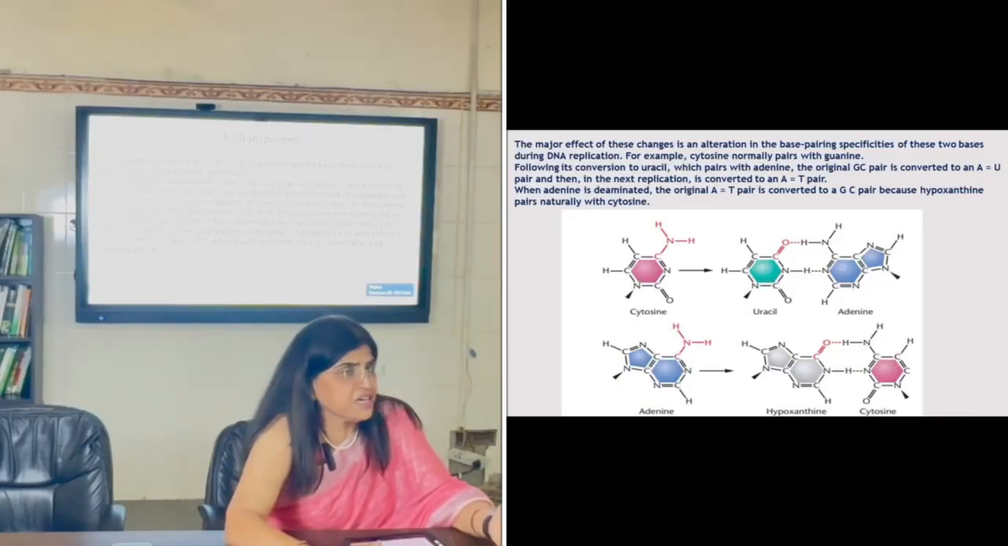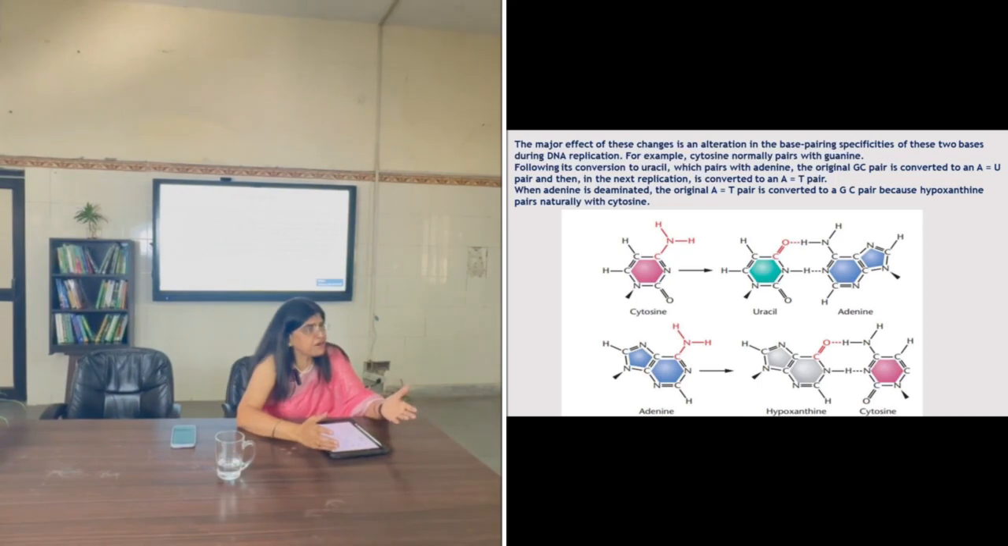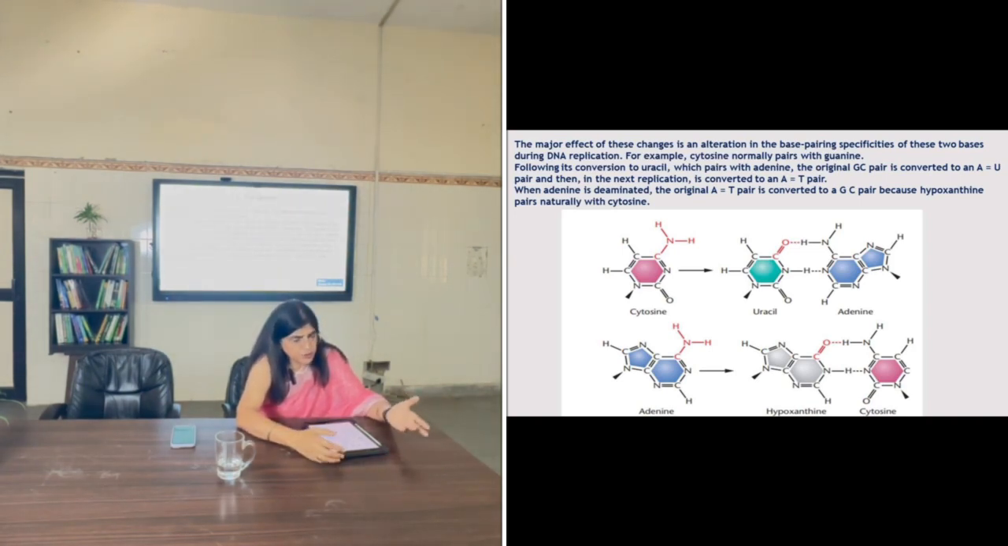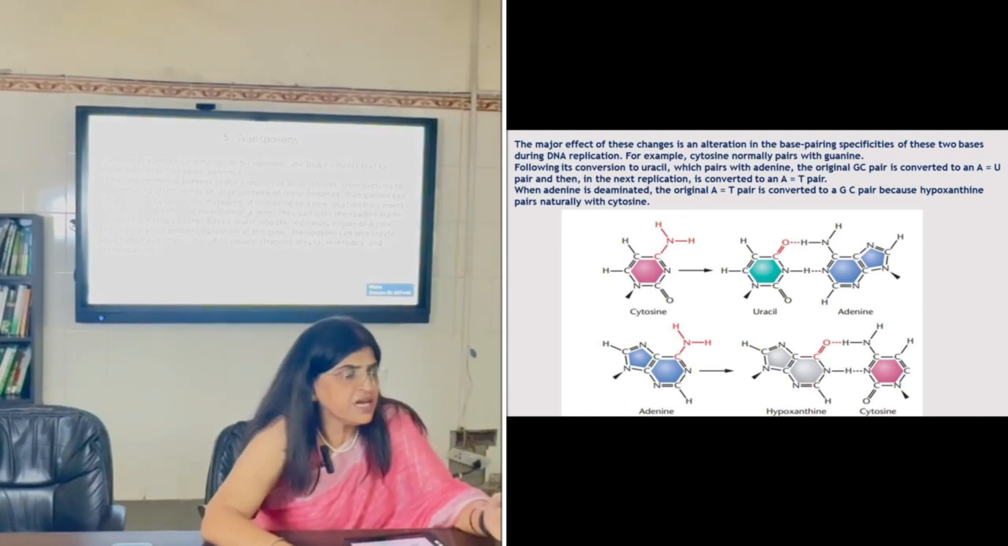And if we talk of adenine, same thing happens in adenine. Adenine by deamination converts to hypoxanthine, and hypoxanthine will not bind to T. It will bind to a different base. So these small changes keep happening in the normal cells, but they explain to you the basis of induced mutations also at several places. So they are important and they explain the basis of induced mutation, but they happen spontaneously inside the cell also.